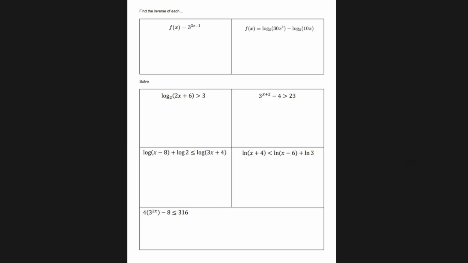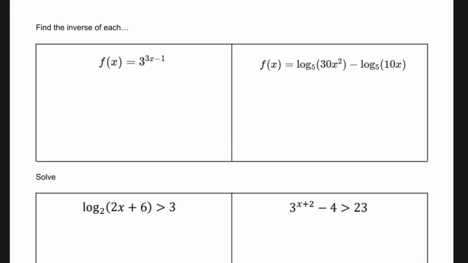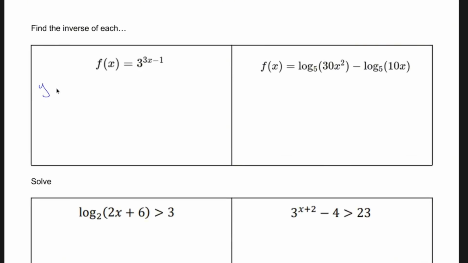Find the inverse. Ooh, okay. Well, we'll write out y equals 3 to the 3x minus 1. Swap the x and the y. So that's going to be x equals 3 to the 3y minus 1. In order to drop that exponent down, I need to take log base 3 of both sides, because that will cancel it out. That gets me log base 3 of x equals 3y minus 1.